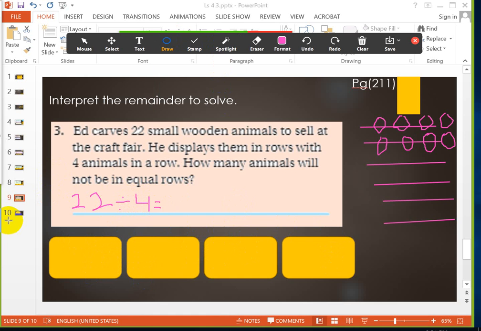Stop typing on the chat, girls, please. Thank you, all of you. And stop typing, please, on the chat. Focus with me, please. Let's divide.